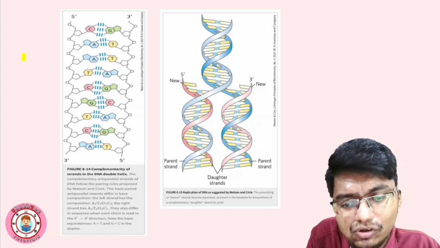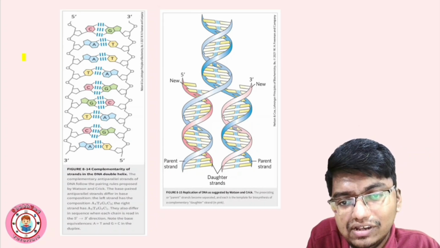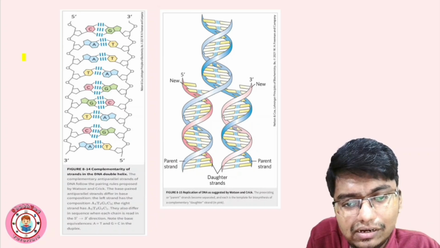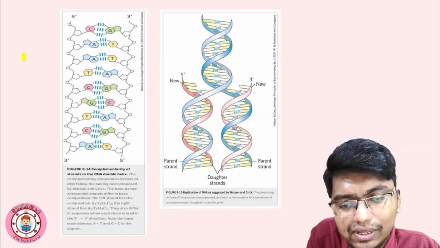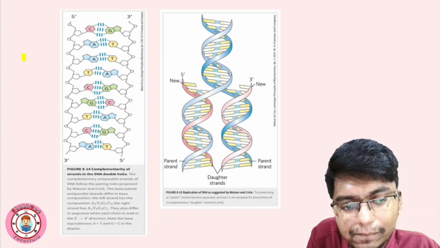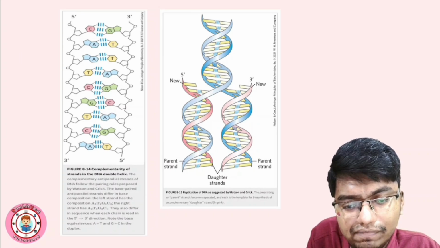In DNA replication, we saw the semi-conservative nature: the parental strand gets separated and new strand formation takes place. We know this is the semi-conservative nature of DNA replication. This was also shown by Watson and Crick.